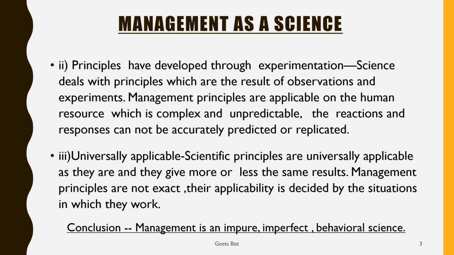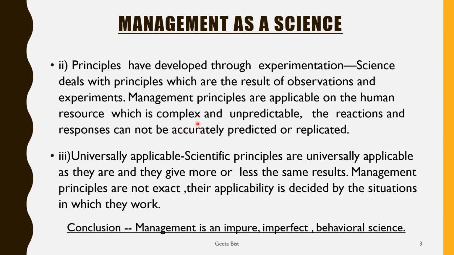Children, let's now discuss the second feature of science and check whether management has this feature or not. The second feature says that principles are based on experimentation. That means principles have developed through experimentation in science. So when we refer to it, we realize that whatever principle is given in science has been developed after observations and experiments, and they are tested through repeated experimentation under certain conditions.